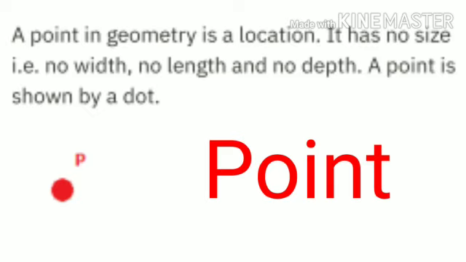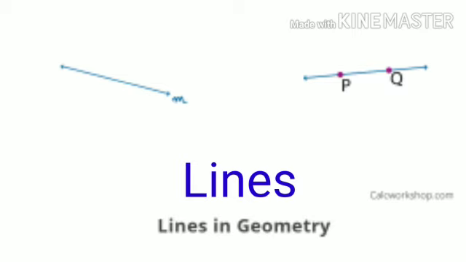The next is line. I think you are familiar with the line. A line doesn't have any end points. The arrows on both sides indicate it goes on in both directions. From the figure shown here, you can observe the first is line PQ and the line M. It's non-ending in both directions.